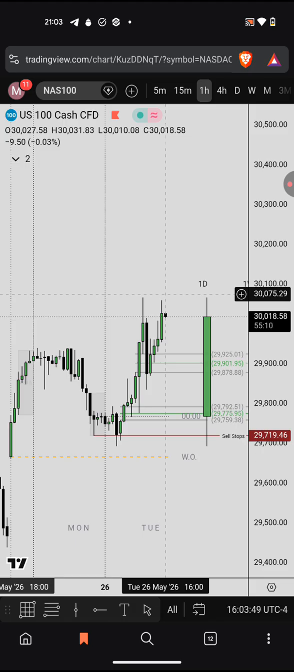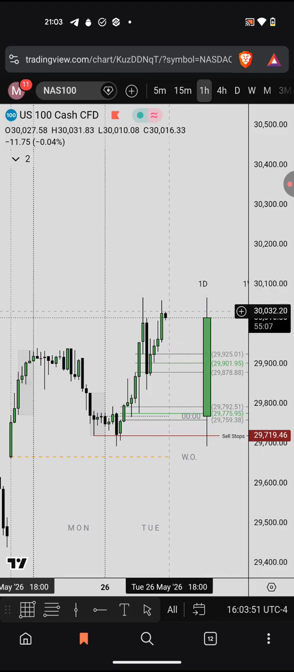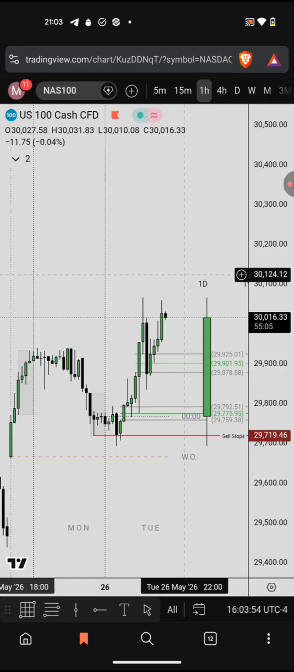And if you want to hold for the weekly expansion, you can just let it run till tomorrow, and then Thursday early morning you can close the trade. So anyhow it is, let's see how it goes.